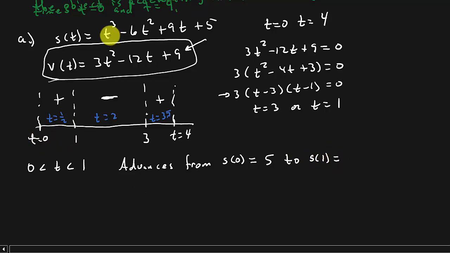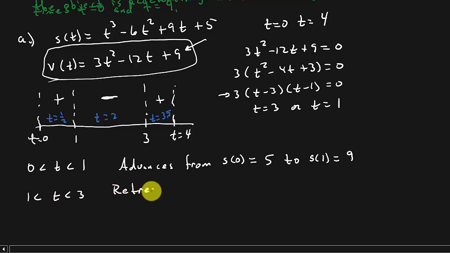And what's s of 1? Well, I plugged the 1 in for t here. And then you can do that in your calculator, and you're going to get 9 as an answer. Okay? And then when t is between 1 and 3, it what?